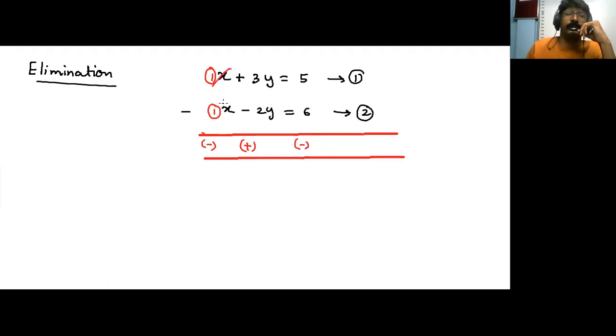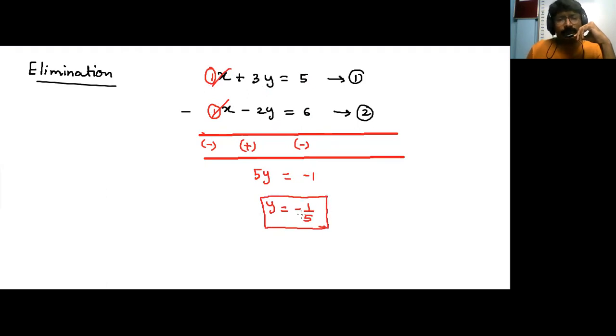So positive 1x and negative 1x will get cancelled. Positive 3y and positive 2y will become 5y. And this will become 5 minus 6, which is negative 1. So y will become negative 1 upon 5. So how did we get the value of y? Very easily, by eliminating this x. This method is called elimination because we eliminated one of the variables. Are you understanding why we call this the elimination method? I hope you understood. You can eliminate x first or y first, however you want.